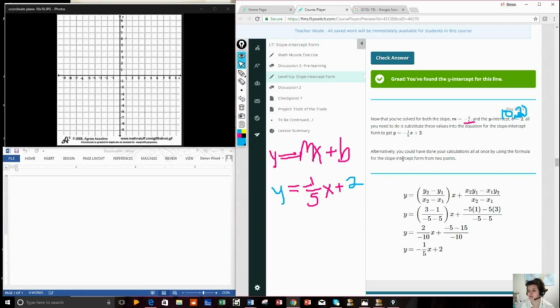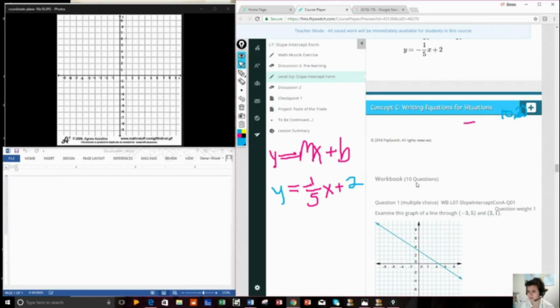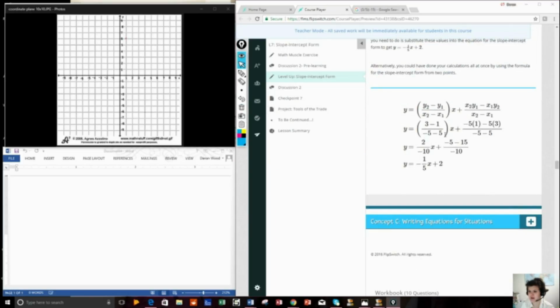There's a different one, and that's from 2 points. For those of you who are algebraic, you may want to add that into your notes right here and just write it down. This is for slope-intercept form from 2 points. And then you could have done it that way.